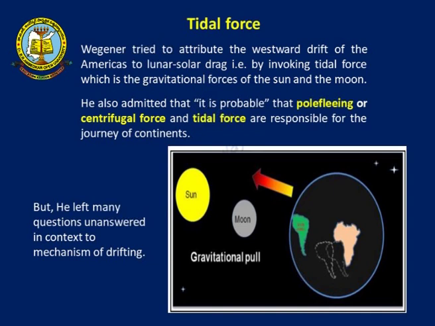He also admitted that it is probable that pole fleeing or centrifugal force and tidal force are responsible for the journey of the continents, that is continental drift. But he left many questions unanswered in the context of the mechanism of drifting. People did not accept his hypothesis of pole drifting. So, he had to provide some more evidence for his pole drifting. So, what is the evidence?